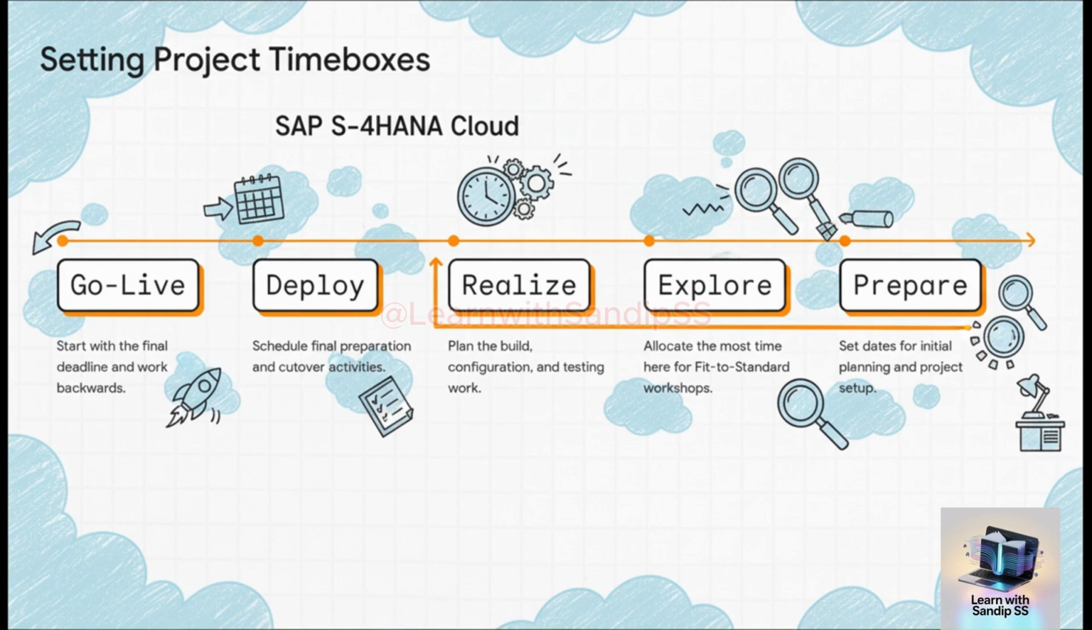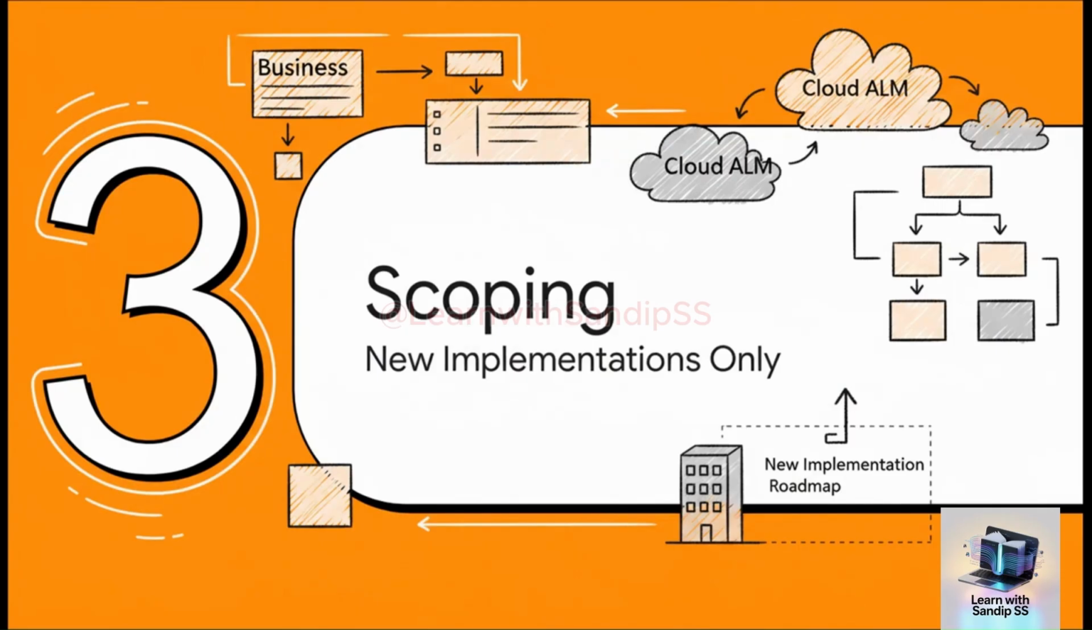So be generous with that one. Moving on to one of the most critical steps in the whole setup: defining your scope. This is where you decide exactly what business processes are in and what's out. And just a quick heads up, this part of the process we're about to talk about is specifically for those of you who chose the new implementation roadmap.